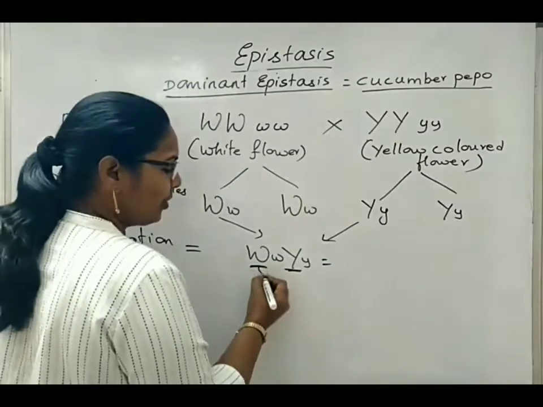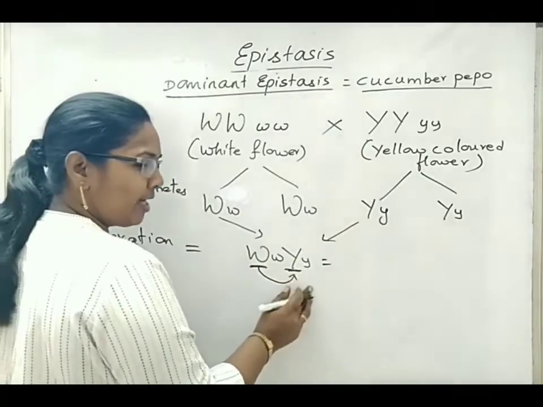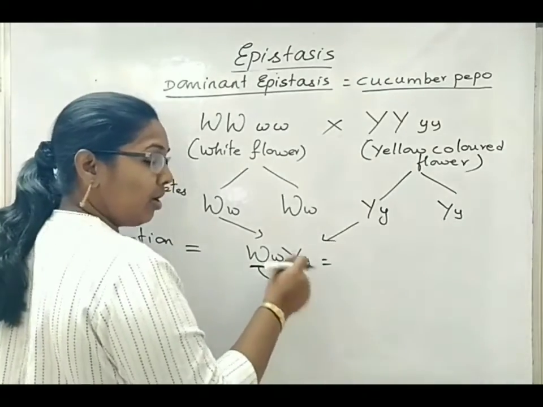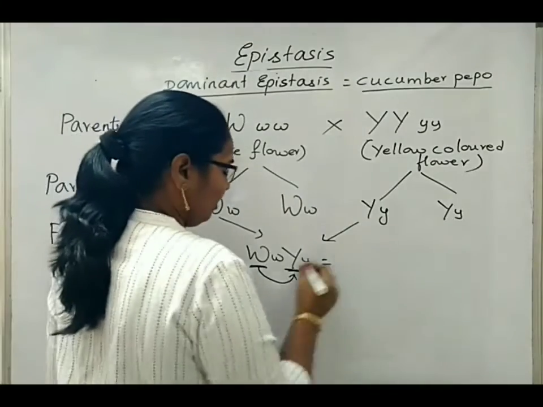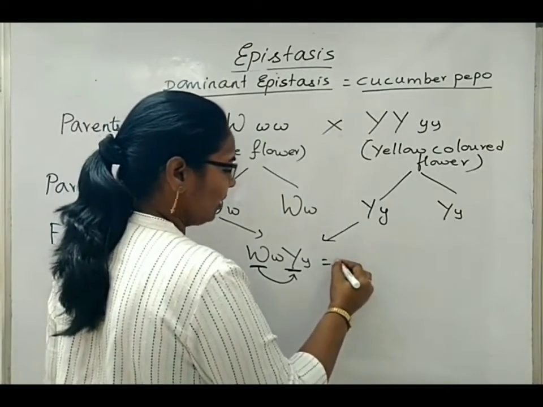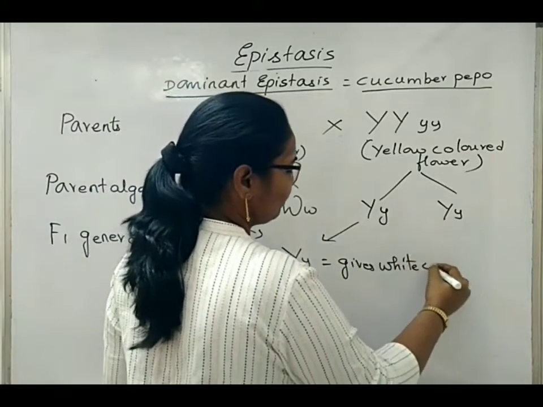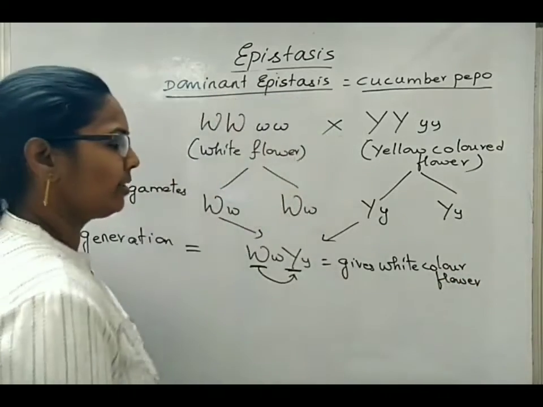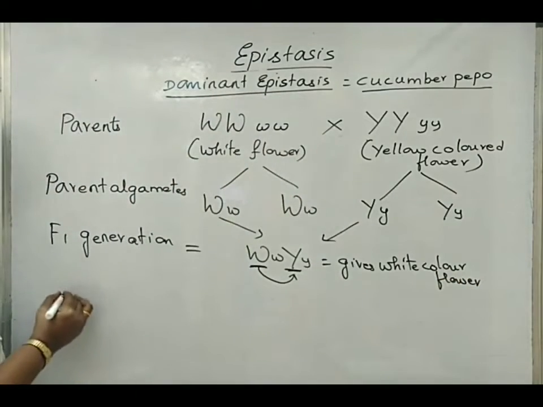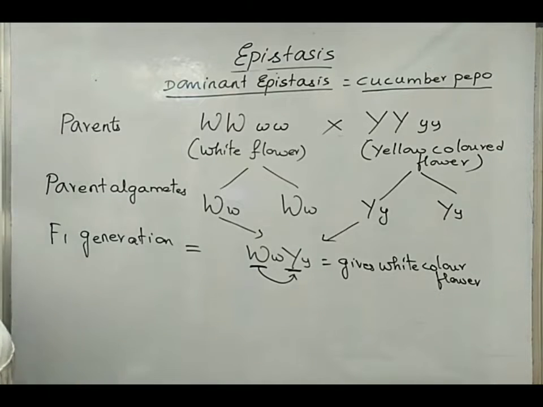Now, this dominant form tries to suppress the other dominant form of another pair, the allele on another chromosome of the homologous chromosomes. Now, this is showing white color flower. We also know that to obtain the F2 generation, we have to self-cross all the F1 offsprings.